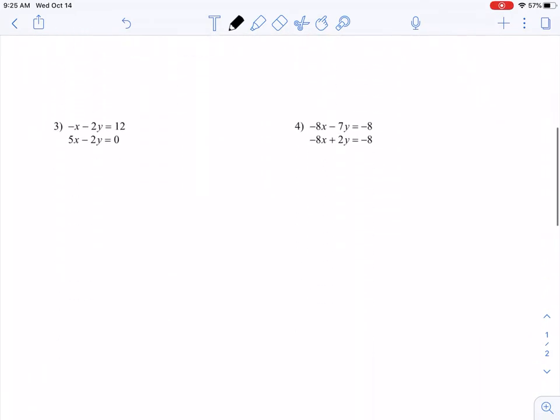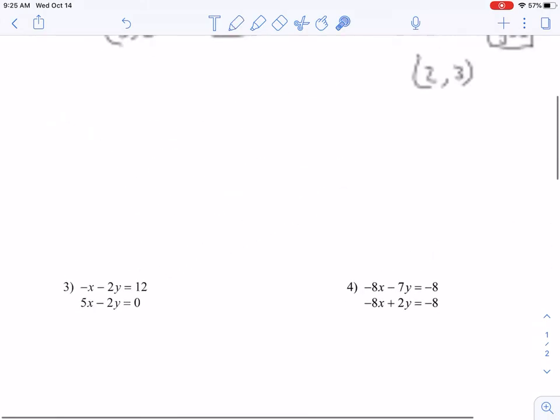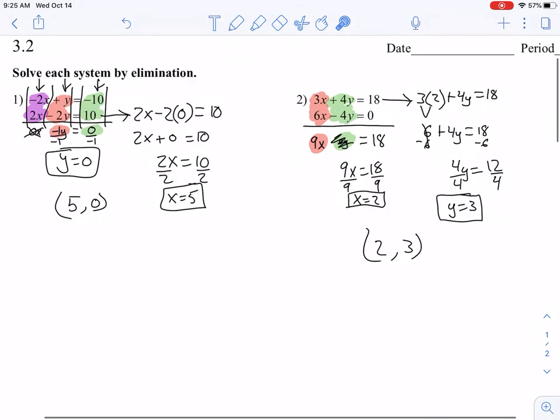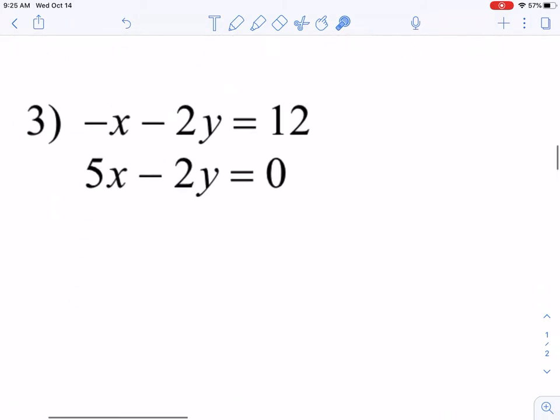Okay, then the last two examples do not cancel out. So the first two, 1 and 2, we're adding our equations together. 3 and 4 are going to be subtracting our equations. What do we do when we have to subtract? So we've been doing work identifying adding or subtracting.